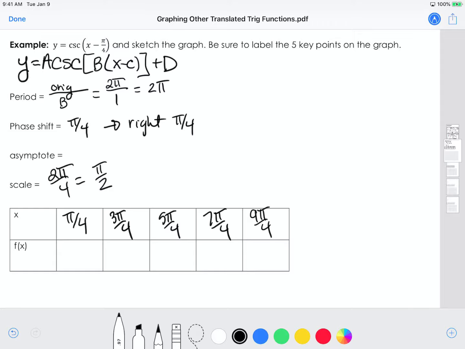You can check to make sure that you still have a period of 2 pi by taking 9 pi over 4 and subtracting pi over 4. That's going to give me 8 pi over 4, which is 2 pi. So it works. The length of my period, or my cycle, is still the same.